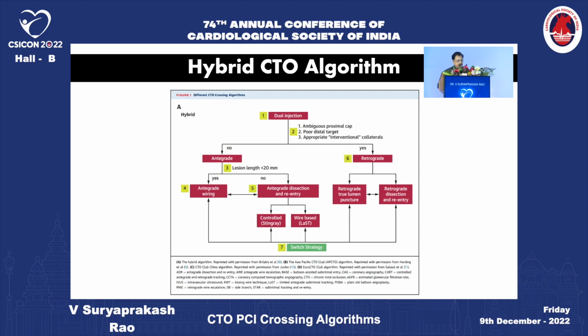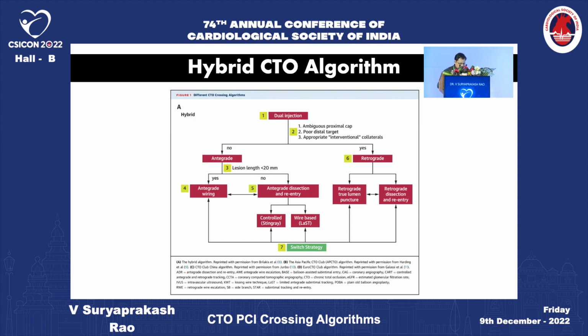In this particular algorithm, if you find an ambiguous cap, a poor distal target, and no appropriate interventional collaterals, antegrade procedure is the preferable choice. Then you see the length of the lesion. If it is less than 20 millimeters, antegrade wiring is the simplest technique any operator will prefer, passing through a single wire, and wire escalation is the most preferred technique for any operator. And if that doesn't work, then the things start. So there are many things.